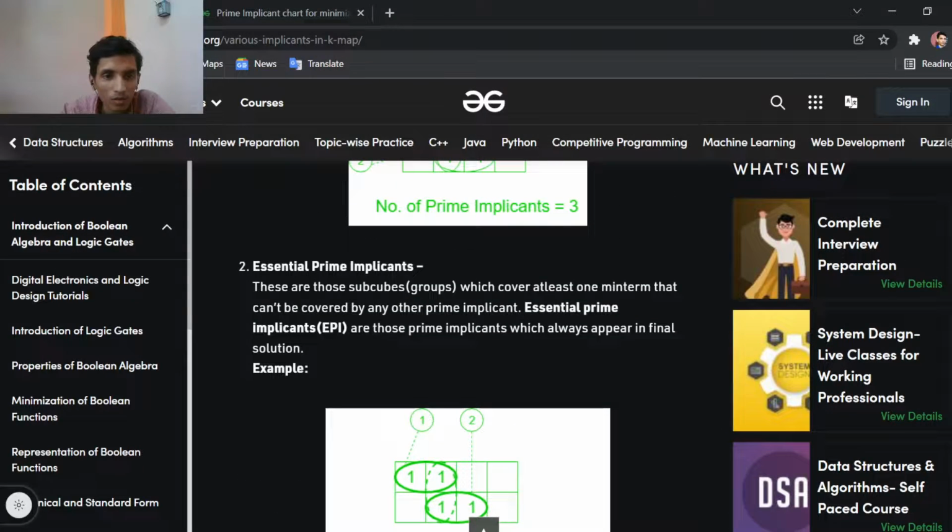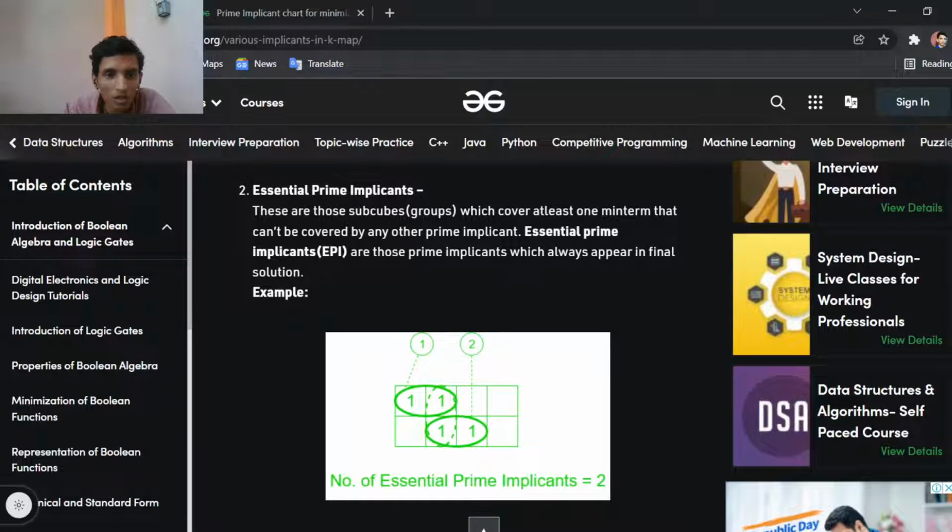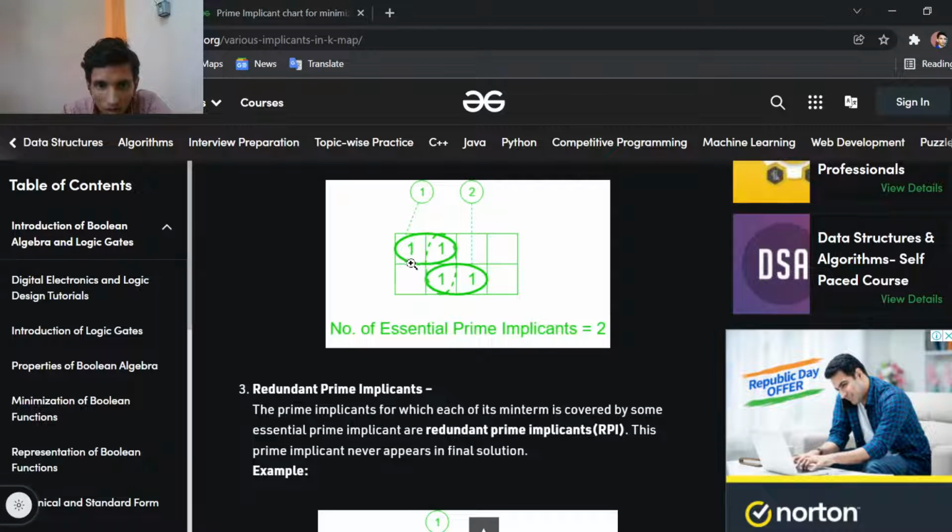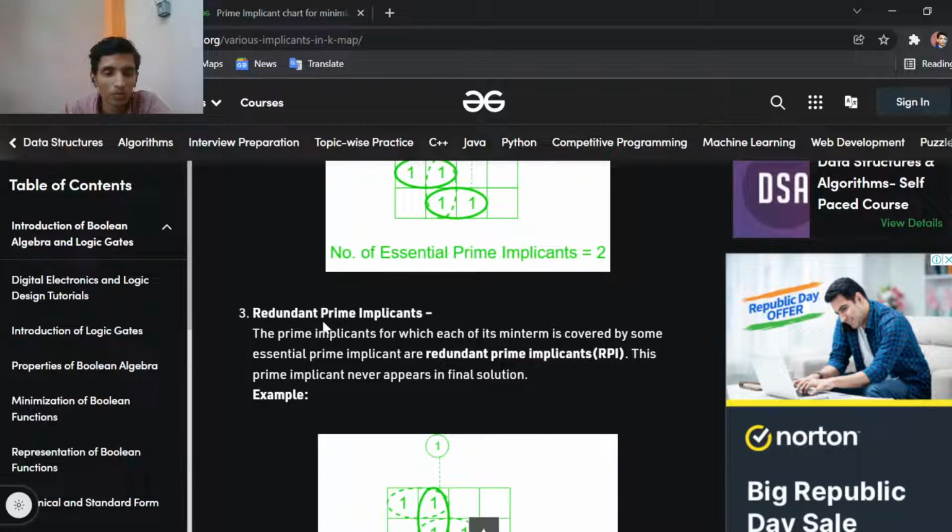Now we'd like to know what essential prime implicants are. By definition, these are those subcubes or groups which cover at least one minterm that can't be covered by any other prime implicant. So essential prime implicants are those prime implicants which always appear in the final solution. For example, we can see that this pair and this pair are essential prime implicants. So here the number of essential prime implicants is 2.